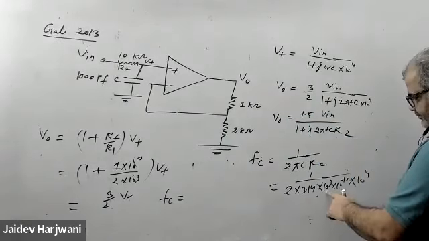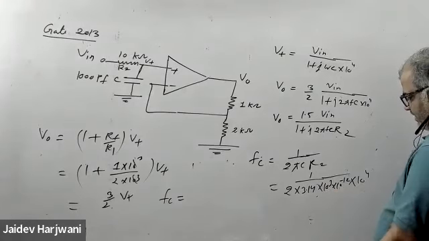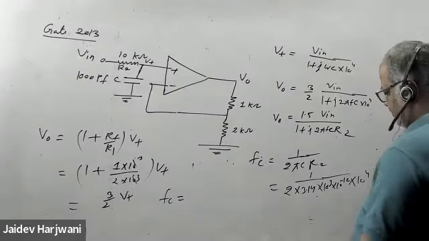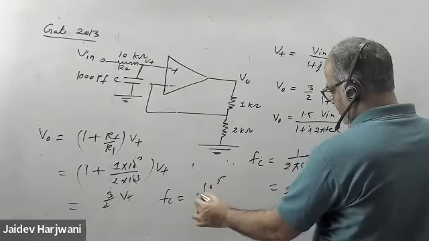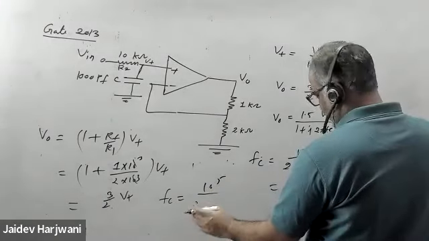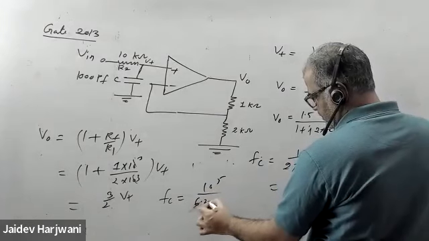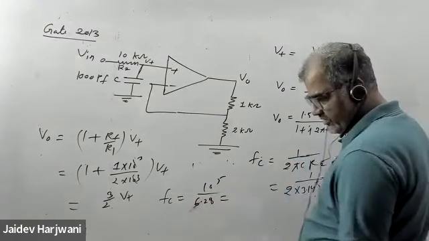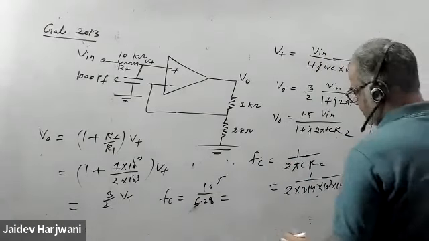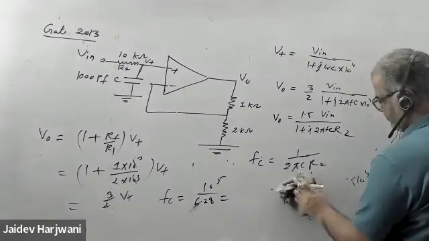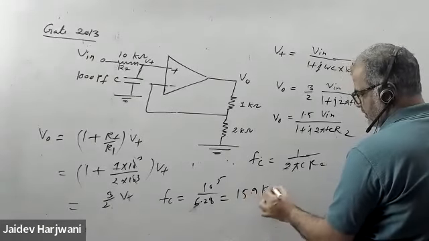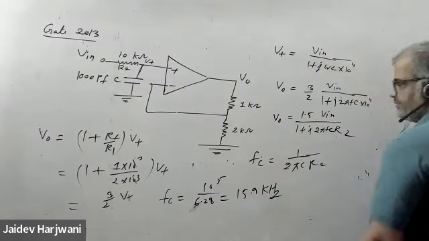So 3 and 4, 7 minus 5, that is 10 raised to power 5 divided by 2 into 3 into 2 into 3, 6.28, 15 kilohertz. 15.9. So the answer for the question is 15.9 kilohertz.